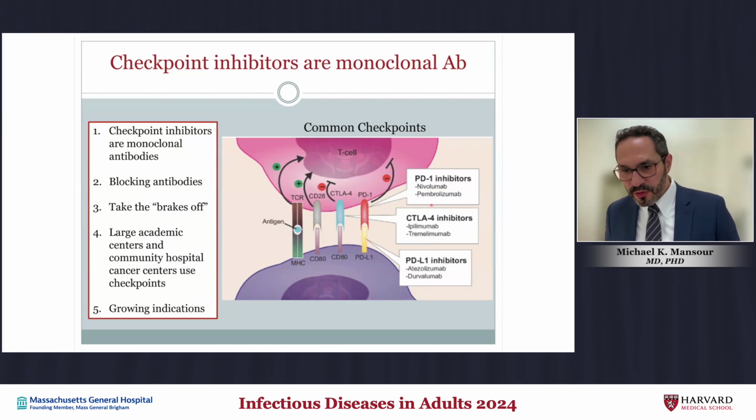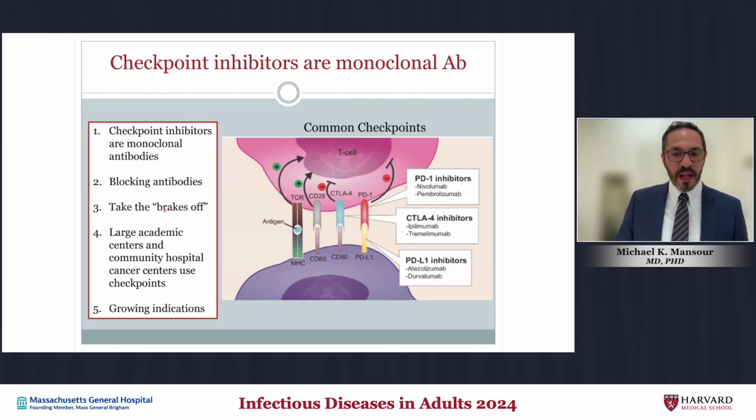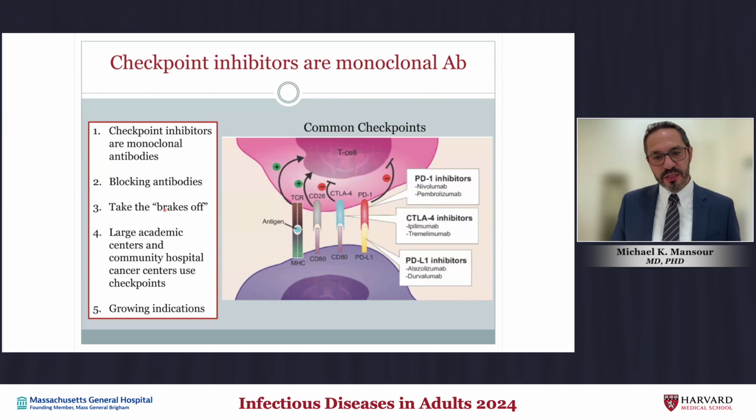And these are examples here in this picture of the most common checkpoint inhibitors. PD-1 is a very famous checkpoint, and we use nivolumab and pembro. There's CTLA4 inhibitors, there's PD-L1 inhibitors, but there's more coming down the line, and each one has a nuance to its clinical use. And so there's a growing number of indications. This field really kicked off in the melanoma field, but really has blossomed to many other oncology applications.